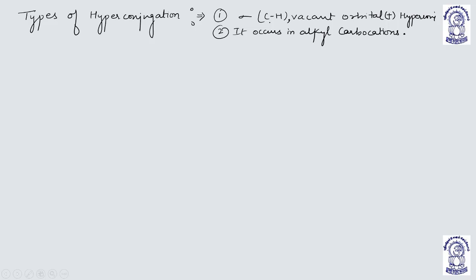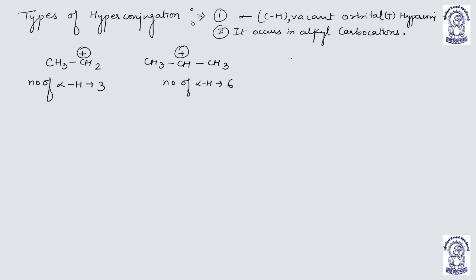Okay, so number of alpha hydrogens 3. Number of alpha hydrogens 6. Number of alpha hydrogens 9. Okay.